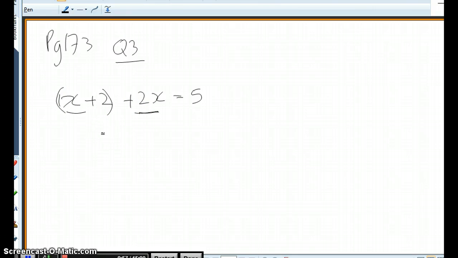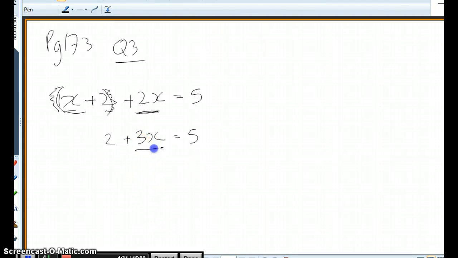By the way, do we need the brackets here? Brackets aren't needed because it's all addition. So I can just ignore those brackets and add the 1 plus the 2x, which gives 3x. Okay, and now we've got a normal algebraic equation which we can push all the terms onto the right hand side of the equation and solve for x.